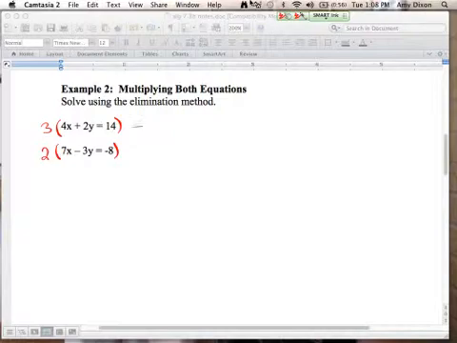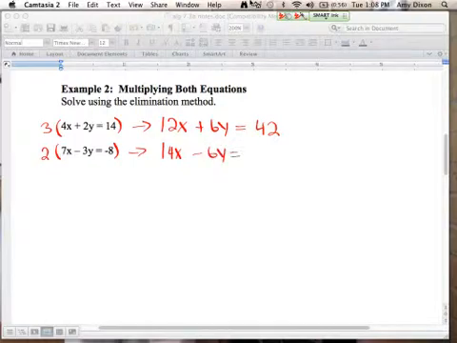So we're going to rewrite each of these equations. On the top one, we got 3 times 4x gives us 12x. 3 times 2y gives us 6y. Equals 3 times 14 gives us 42. On the second equation, we got 2 times 7x gives us 14x. 2 times negative 3y is negative 6y. 2 times negative 8, negative 16. So there are times where you will have to multiply both equations by something.